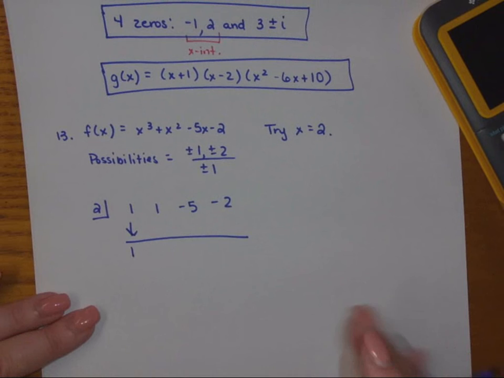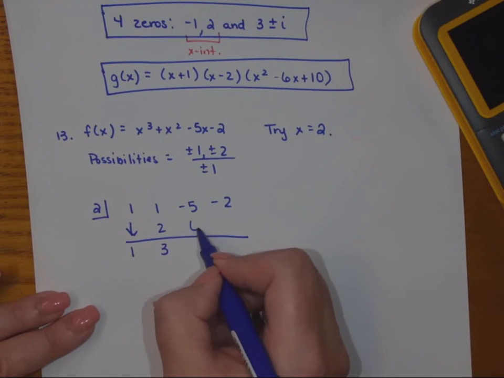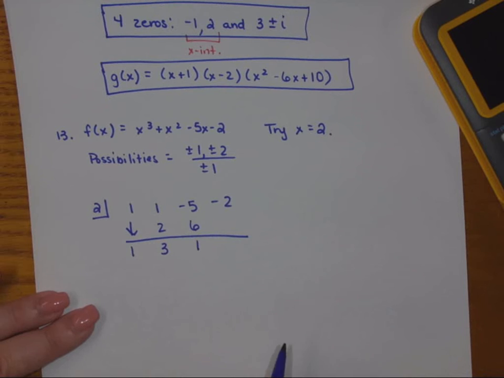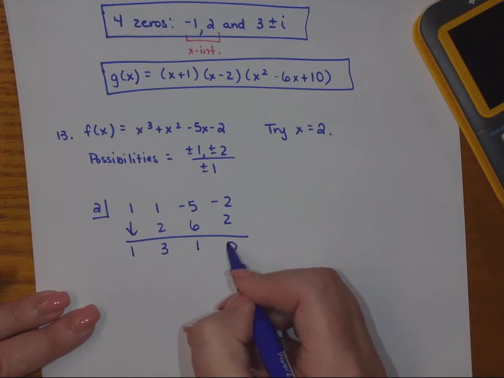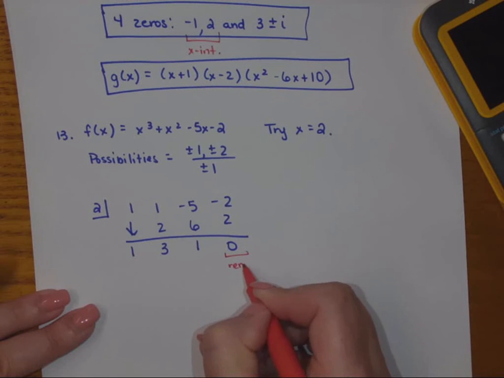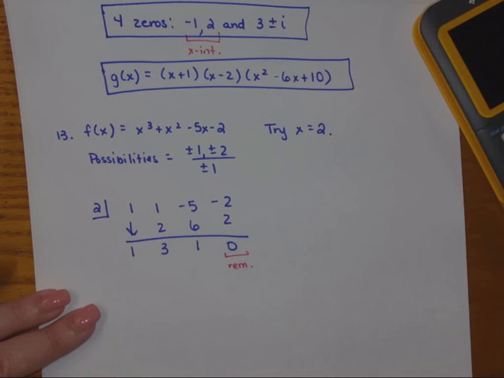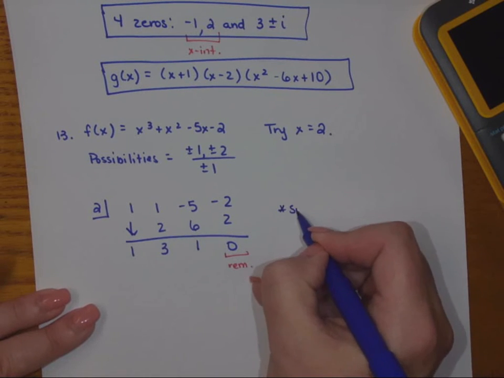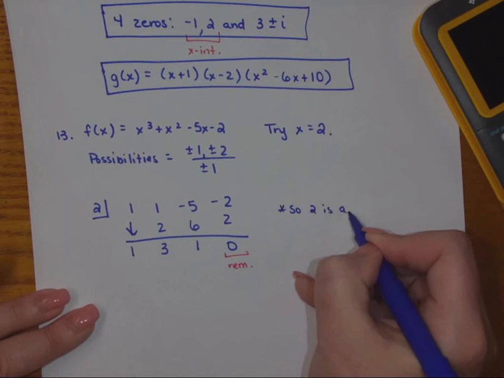So we bring down the 1. 1 times 2 is 2. Add those and you get 3. 3 times 2 is 6. Add and you get 1. 1 times 2 is 2. Okay. So no surprise, right? The one that we thought would work did. So 2 is a 0.